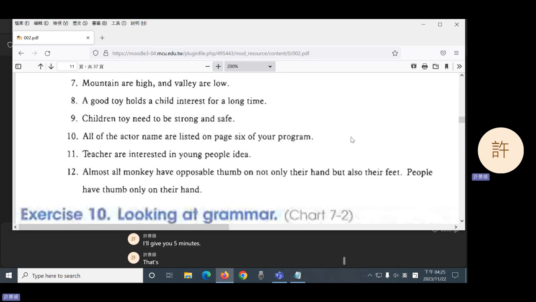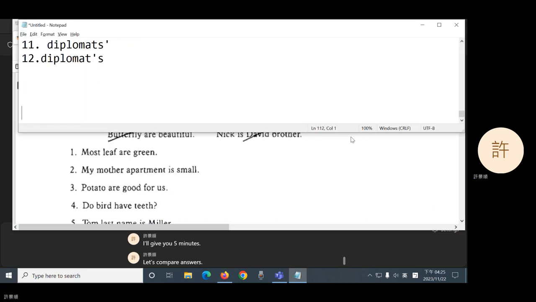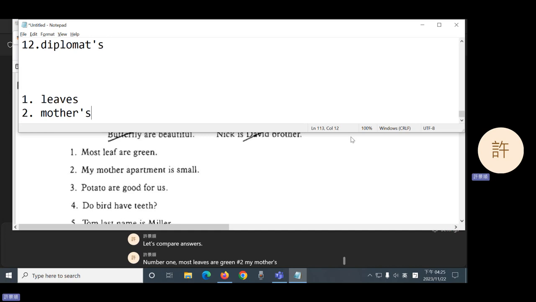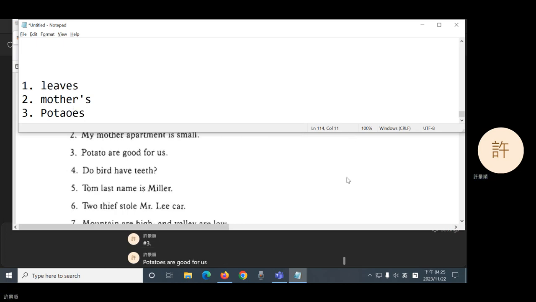Let's compare answers. Number one, most leaves are green. Number two, my mother's apartment is small. Number three, potatoes are good for us. Number four, do birds have teeth?